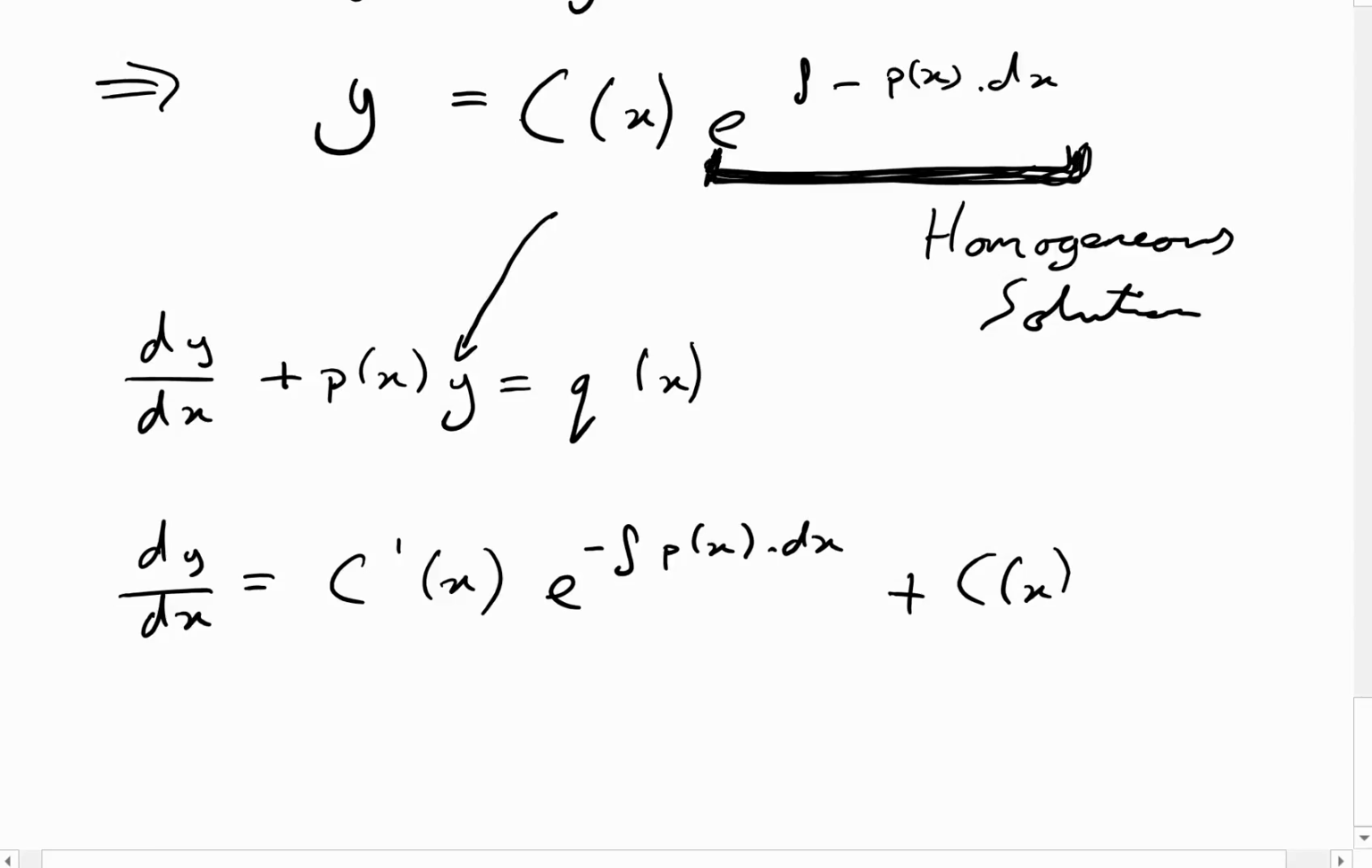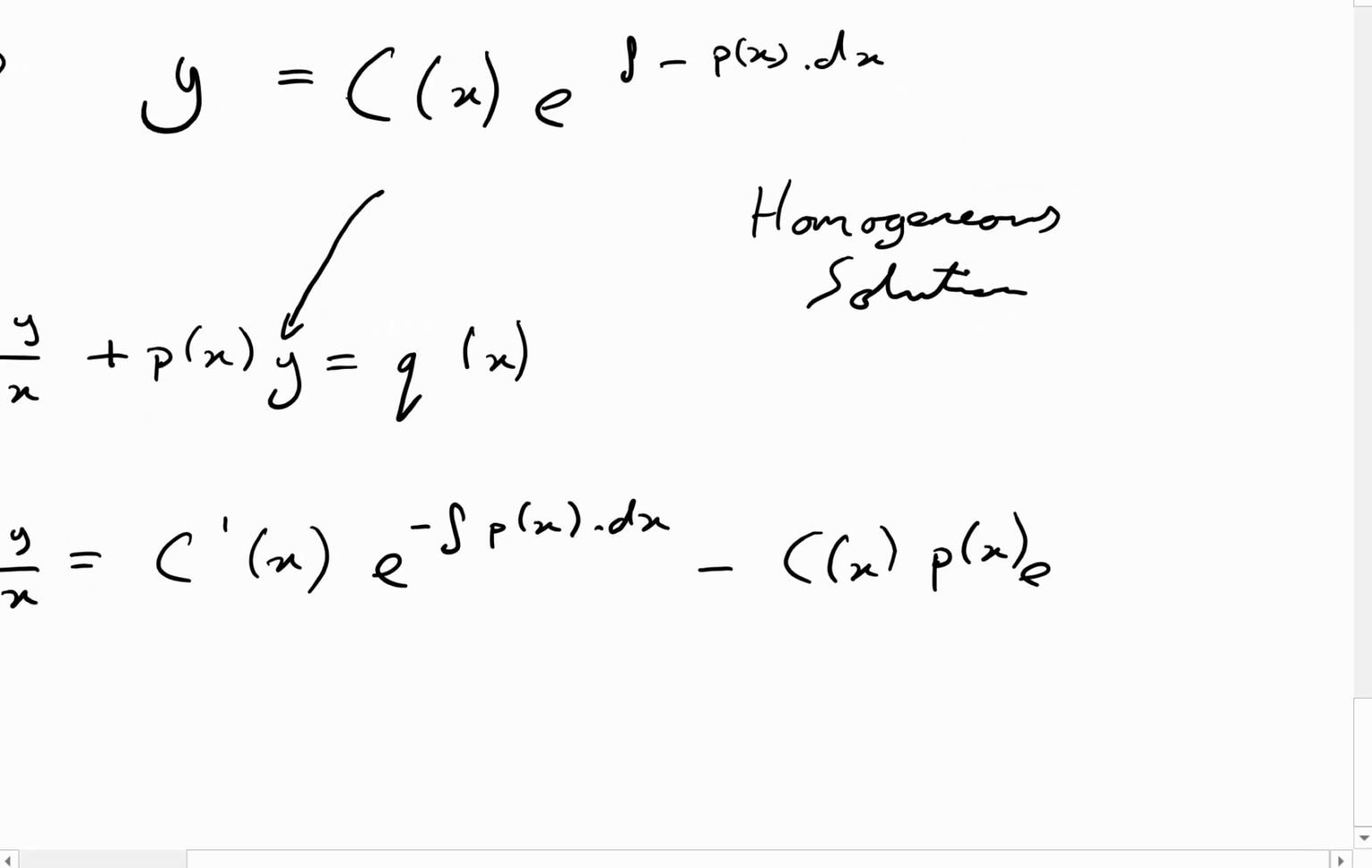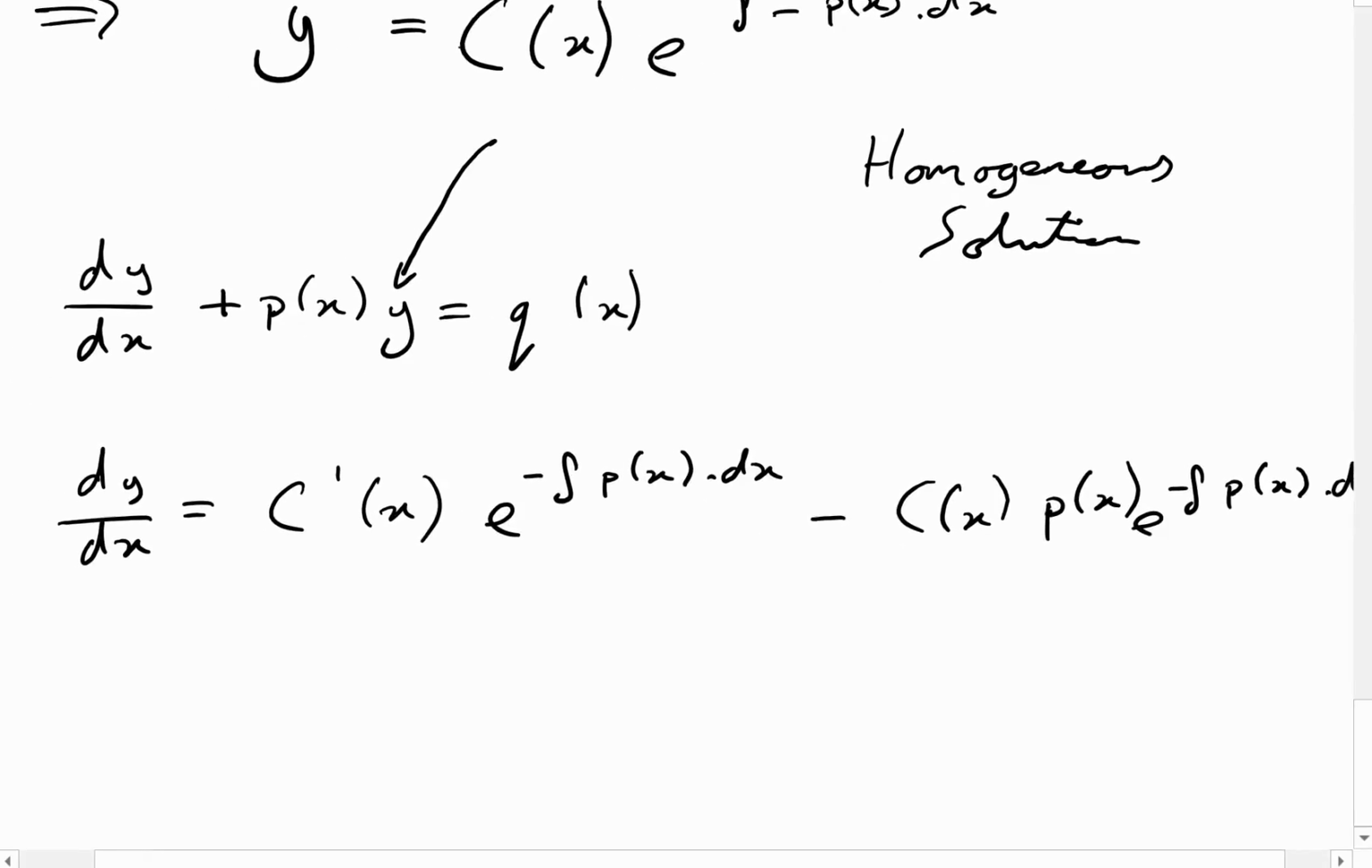Well, the derivative of the power, if this is the integral of minus p of x dx, is just going to be minus p of x, right? So we're going to end up with a minus here. If we stick the minus here, p of x. That's the derivative of this power here, times this power left alone. So e to the minus integral of p of x dx. So that is basically the derivative of that.